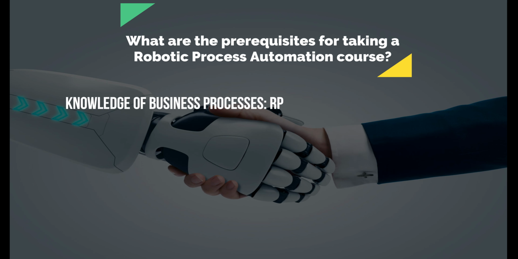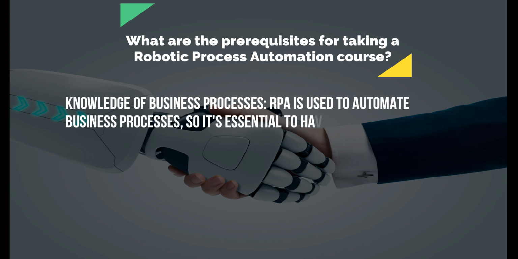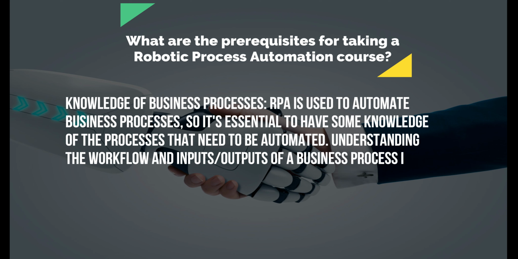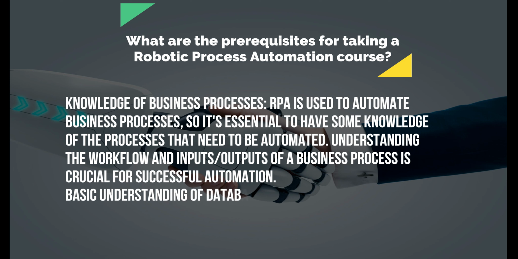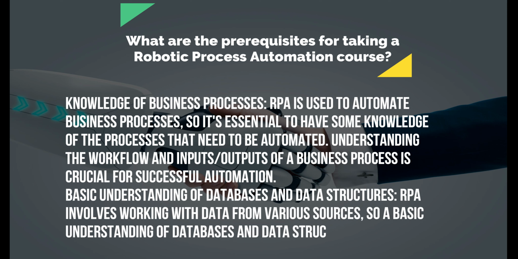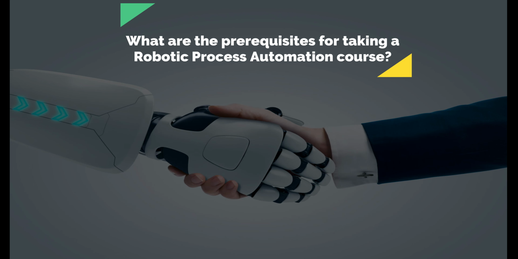Knowledge of business processes. RPA is used to automate business processes, so it's essential to have some knowledge of the processes that need to be automated. Understanding the workflow and inputs/outputs of a business process is crucial for successful automation. Basic understanding of databases and data structures. RPA involves working with data from various sources, so a basic understanding of databases and data structures can be helpful.